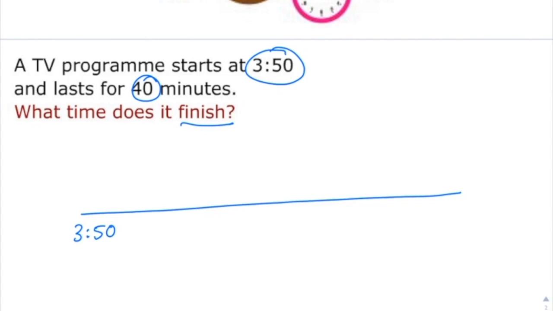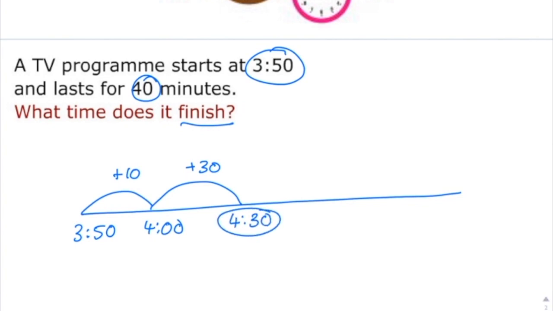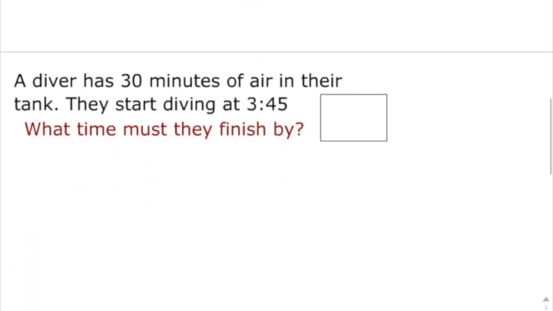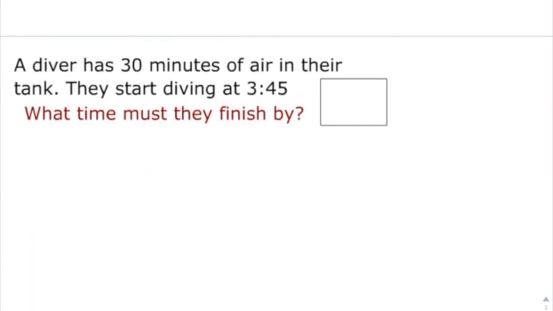If I know that my TV program starts at 3:50, I might add 10 minutes to get to 4, and then add the extra 30 minutes from my 40 to get to 4:30. So I know that my TV program finishes at 4:30, and this would be my answer. Please make sure that you make your answers clear. All right, on to the next one. So pause the video here. Please use the timeline method and have a go at solving this one by yourself.